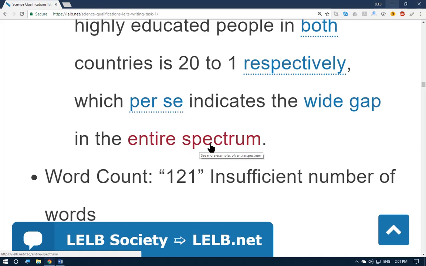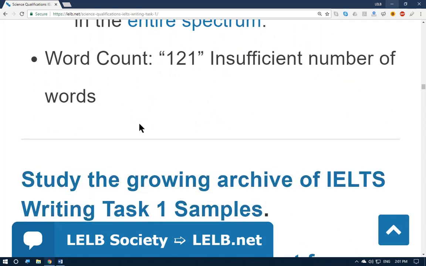And word count is 121. That is an insufficient number of words, because for this task you need to write at least 150 words. But actually this chart was really simple, and it was not complex. Because of that, perhaps the essay writer could not use more than this number of words.